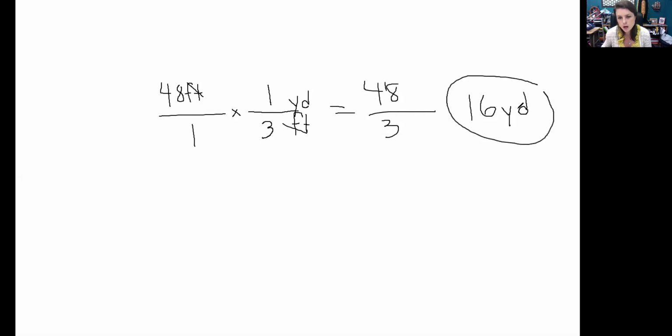Okay, so I know it's yards because my feet are crossed out and they're cross canceled, and I wanted to get yards as my conversion. So there I am, 16 yards. This is number 1 on the On Your Own on page 234. All right.